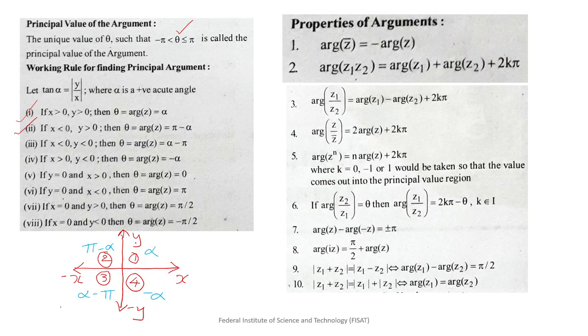Second case, x less than 0, y greater than 0. That is quadrant 2. The argument of z is given by pi minus alpha. If it is in the third quadrant, x less than 0, y also less than 0, then argument equals alpha minus pi. If it is x greater than 0, y less than 0, fourth quadrant, argument equals minus alpha. Similarly, if y equal to 0 and x greater than 0, if you find tan alpha equal to y by x, it will be 0 and tan 0 equal to 0. So these are the 4 properties.